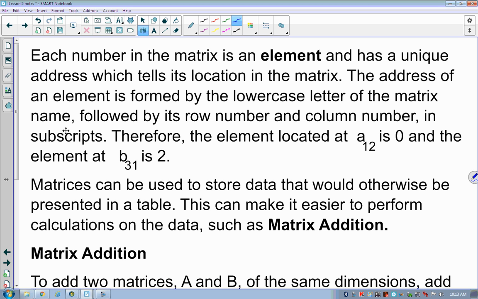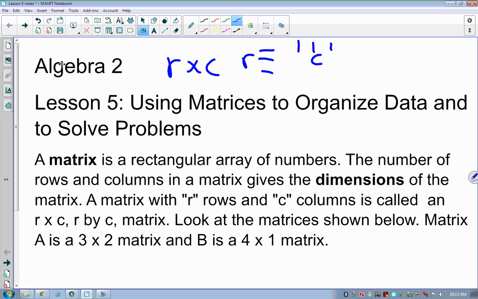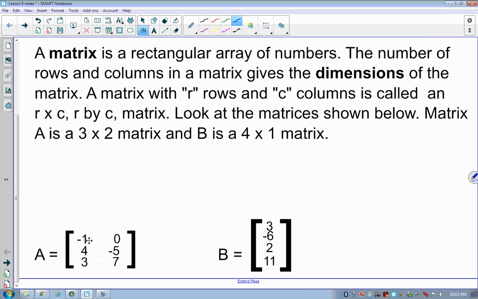Each number in the matrix is an element and has a unique address. For instance, down here, this is first row, first column, so that would have the address 1, 1. Second row, first column, that has the address 2, 1. Down here, number 3 is third row, first column, that's address 3, 1. So it's going to look like 31. Does that make sense? That's how they're going to give you the address.